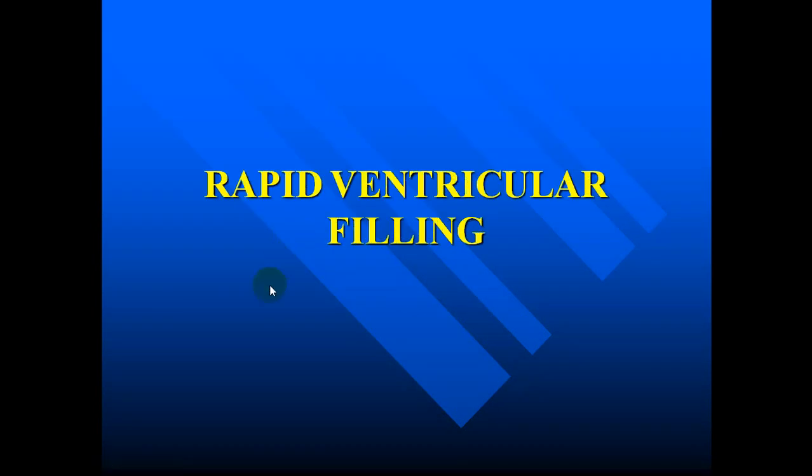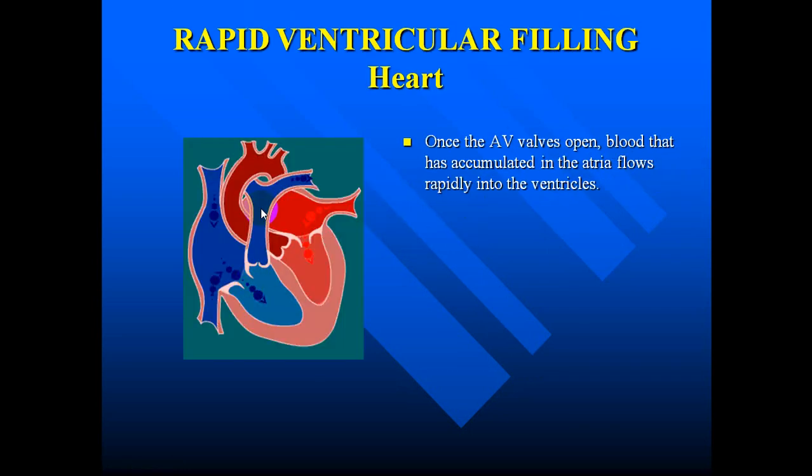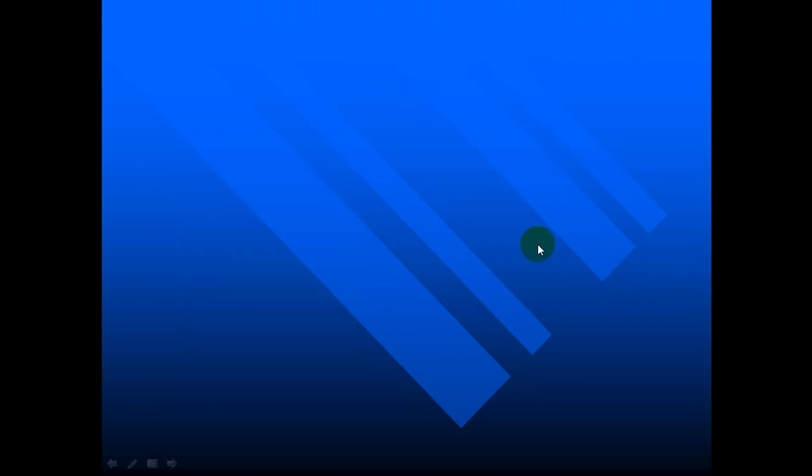The next phase is the rapid ventricular filling. When the pressure in the atria exceeds the pressure in the ventricle at the end of isovolumic relaxation, this forces the AV valve to open. Once the AV valve opens, the blood that has accumulated in the atria passes rapidly into the ventricle. As we said, this is rapid filling. About 80% of the blood passes in this phase.